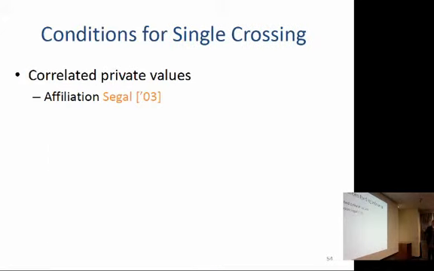Okay. And so then the final question is to identify conditions to get this single crossing. Here we have two levels of results. First of all, if we only have correlation, so this is the case where the value depends only on a bidder's own signal, but they're correlated, then this condition of affiliation I described is sufficient, and you get single crossing.